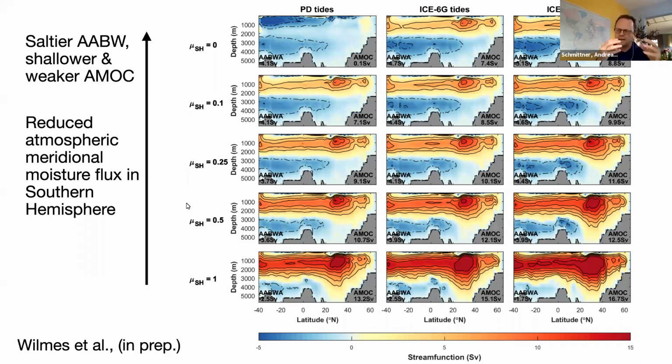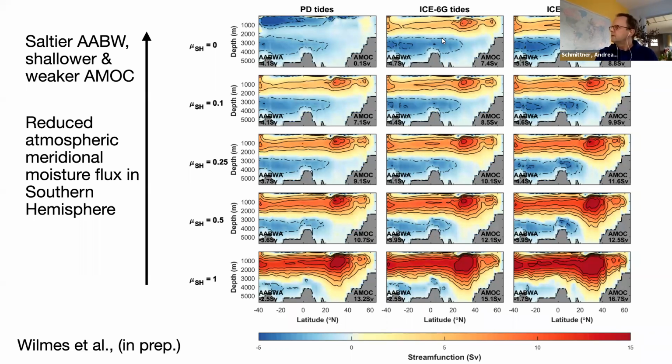that leads to less moisture diffusion towards the high latitudes, less precipitation close to Antarctica, which leads to saltier Antarctic bottom water, and so more intense Antarctic bottom water, and also shallower and weaker AMOC. As you can see, when we go from the bottom towards the top, the AMOC gets shallower and weaker. And the top one here for present day tides is the extreme case where the AMOC is collapsed completely.